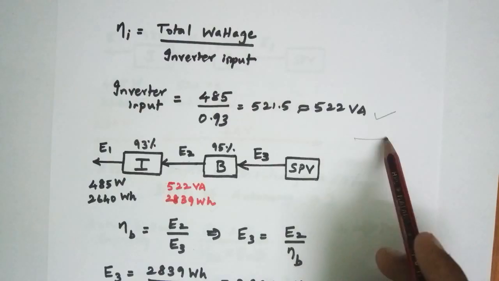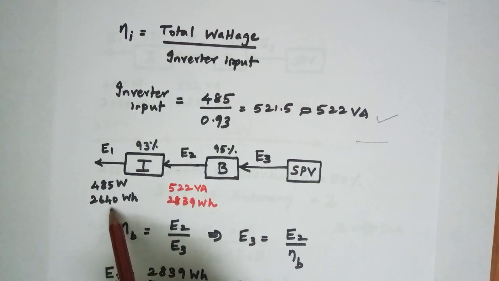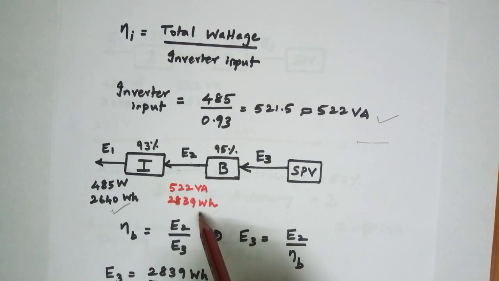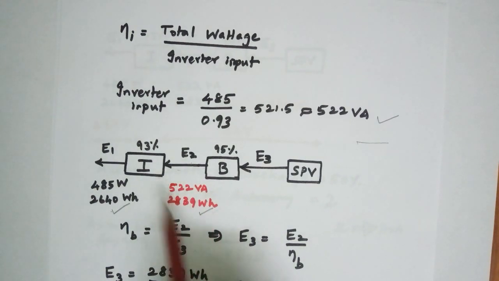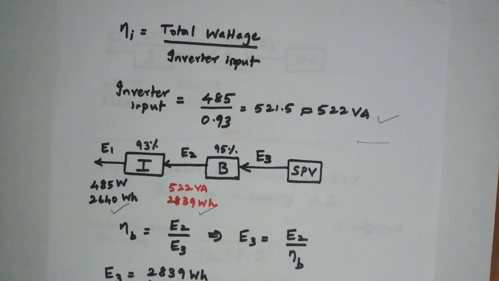So up to this, we have calculated the inverter output, that is the energy consumed by the load, and the inverter energy consumption, that is the energy input to the inverter, that is 2839 watt hour, and the inverter VA, this is 522 VA. Next we have to go for the battery part.